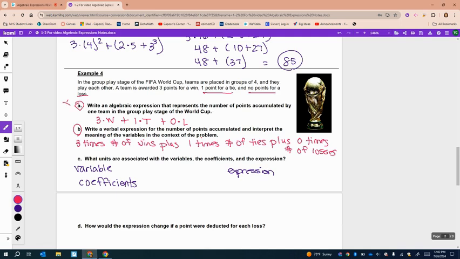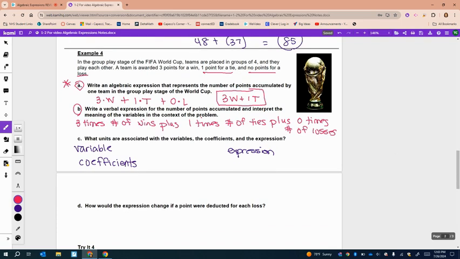Now, if I go back to A, because this is 0 times L at the end, I don't really need that as part of my final expression. So it's 3 times a win plus 1 times a tie. Right? We're not getting any points for losses, so we don't really even need to talk about it anyway.